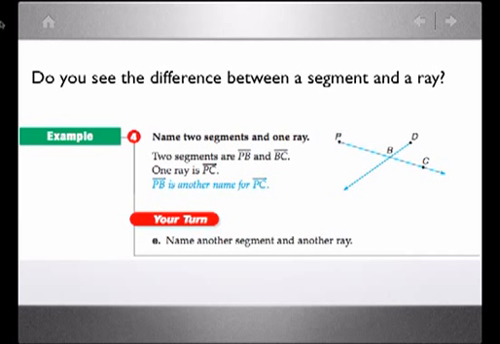Two segments would be the segment PB and the segment BC. One ray would be the ray PC. The ray PB would be another name for the ray PC. Your turn. Can you name another segment and another ray? We have the segment BD and we have the ray DB.